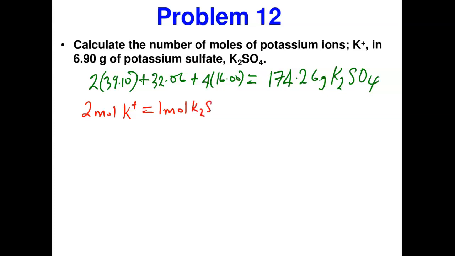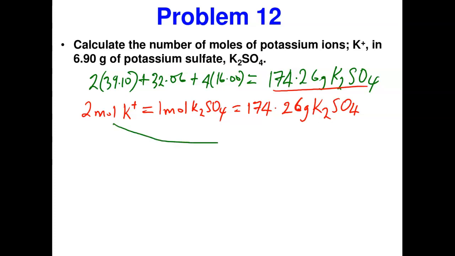1 mole of K2SO4. But we know that 1 mole of K2SO4 weighs this mass, so it's going to be equal to 174.26 grams of K2SO4. Now, we don't need this one. The basic 2 units we need are these. So that's what we want. That's what we need.